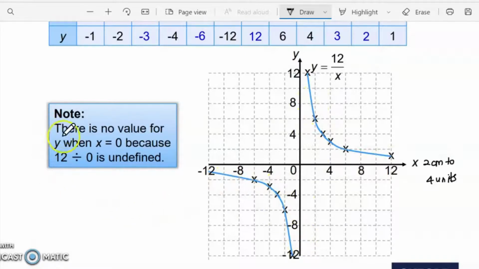Note there is no value for y when x equals 0 because 12 divided by 0 is undefined. So x equal to 0 is actually the asymptote.